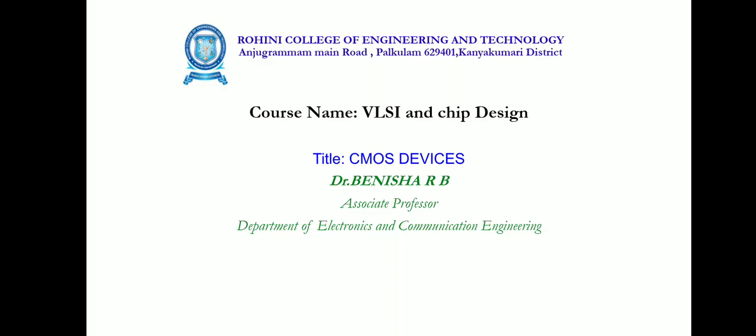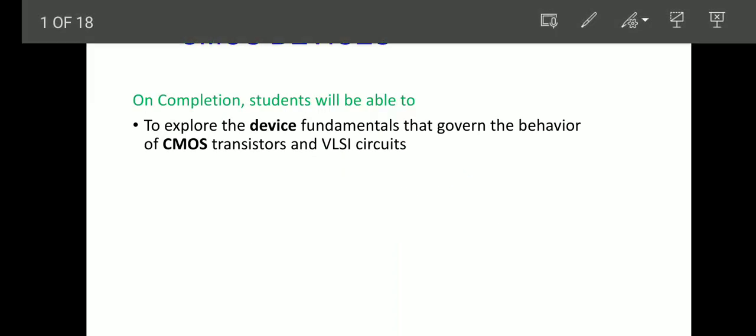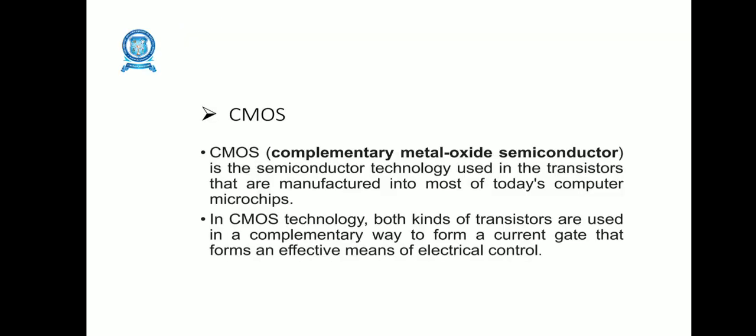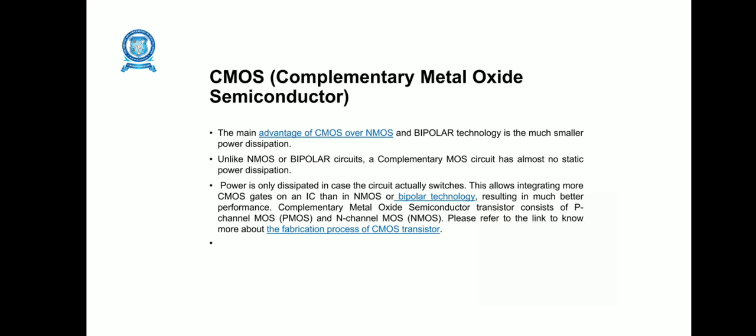In this video, we are going to discuss CMOS devices. On completion of this topic, students will be able to explore the device fundamentals that govern the behavior of CMOS transistors and VLSI circuits. So first one, CMOS. CMOS is nothing but complementary metal oxide semiconductor.